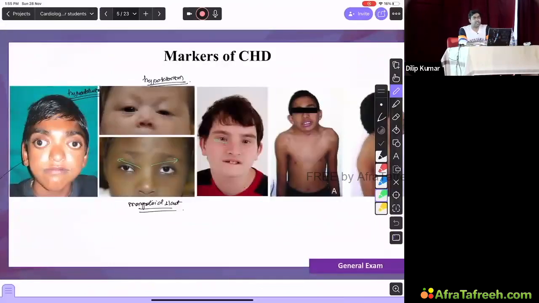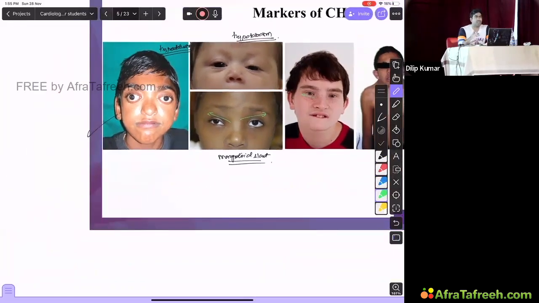Now I think let us move on to some of the causes, because once you say hypertelorism or hypotelorism or short neck or whatever it is, they'll be asking you to list out some of the causes. Where you will see hypertelorism, where you will see hypotelorism, where you're going to see low posterior hairline, and where you're going to see short neck.